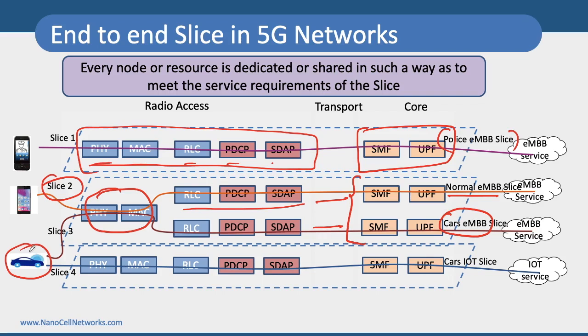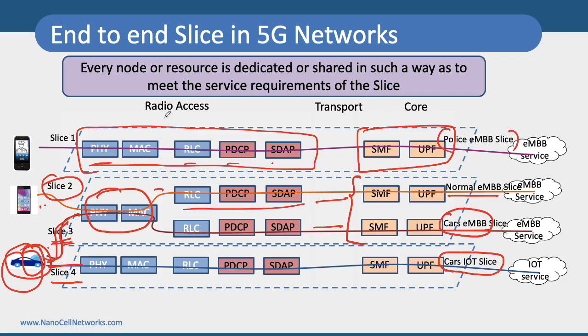However, this device here is actually consuming two slices, slice 3 and slice 4. Slice 3 is for the infotainment, which typically uses the car eMBB slice, and slice 4 is for connected car kinds of services, which is nothing but car IoT services. So what we understand here is that one particular device can connect to multiple slices, and I can have one radio slice consumed by two different slices, and we can also have some core network functions which can be consumed by multiple slices as well. Now if we look at this, it gives us a lot of flexibility in allocating the radio resources.